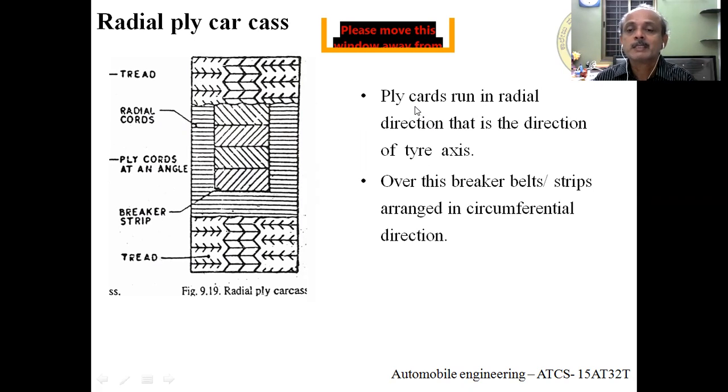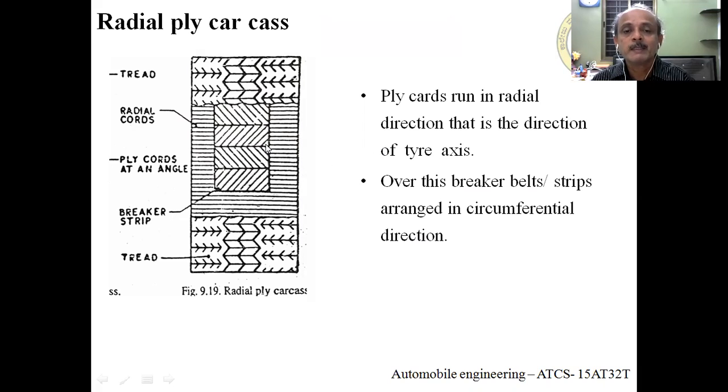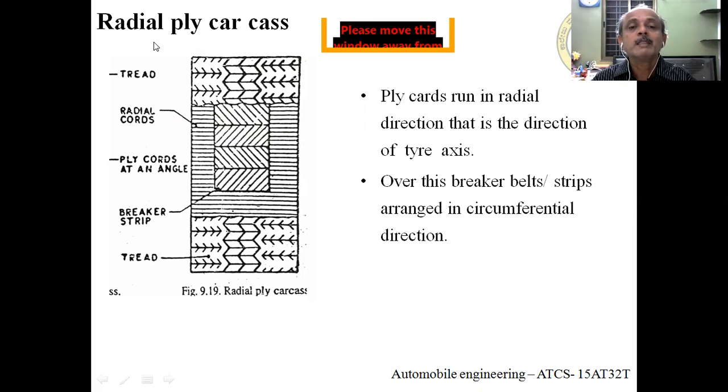So here we can see ply cords run in a radial direction, that is in the direction of the tire axis. Okay, so this is the main, and then over this breaker belts or strips are arranged in a circumferential direction. So that is the difference between cross ply and radial ply. So very simple it is.